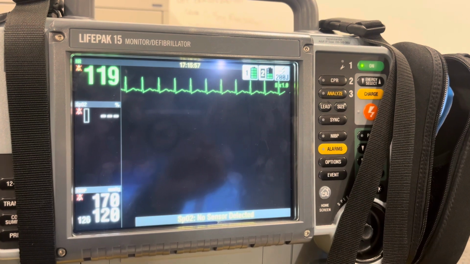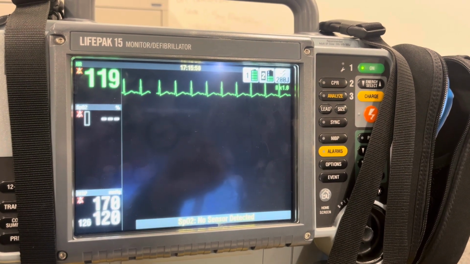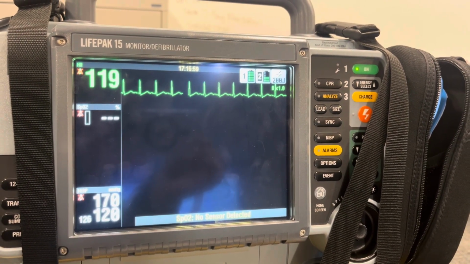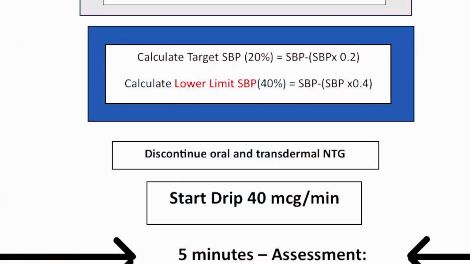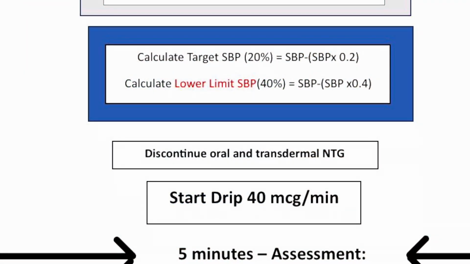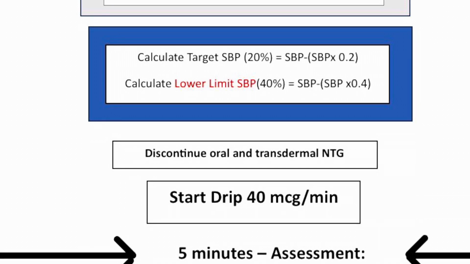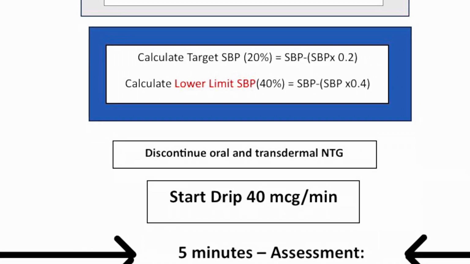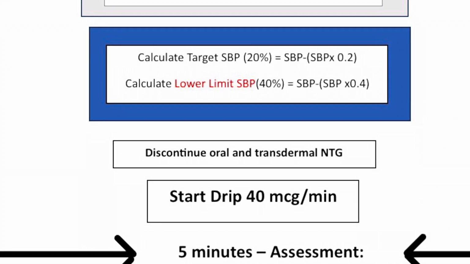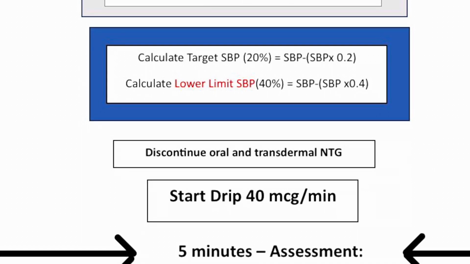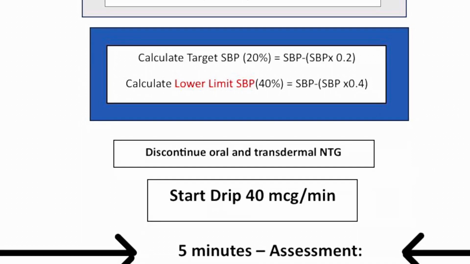Okay, so our patient is a 65-year-old male whose chief complaint is trouble breathing. He has a history of CHF, and you can hear bilateral crackles in all lung fields. This is our initial set of vitals. Note that his blood pressure does meet the qualifications for the nitro drip. So to start, we need to calculate our target systolic blood pressure and calculate our lower limit systolic blood pressure. It's also very important, we need to discontinue any nitro that we have already been administering.